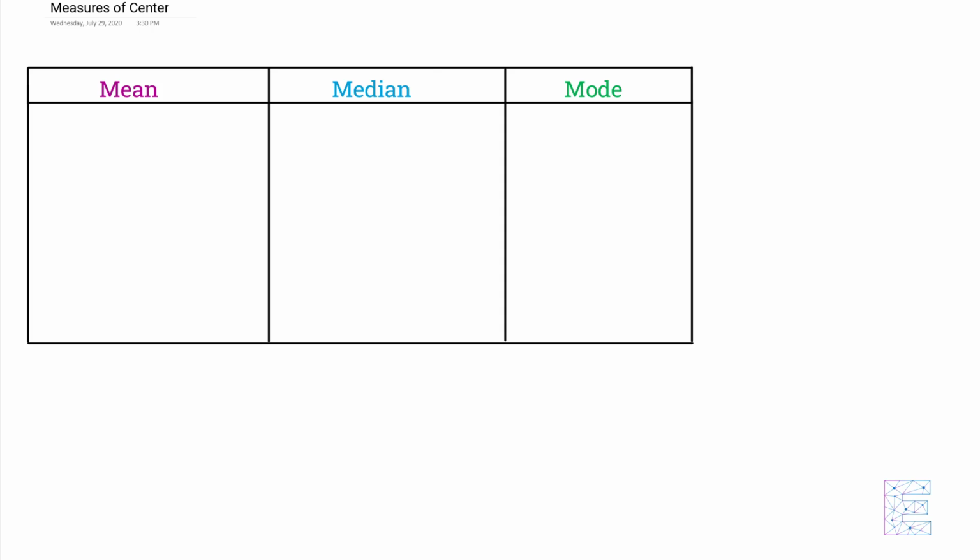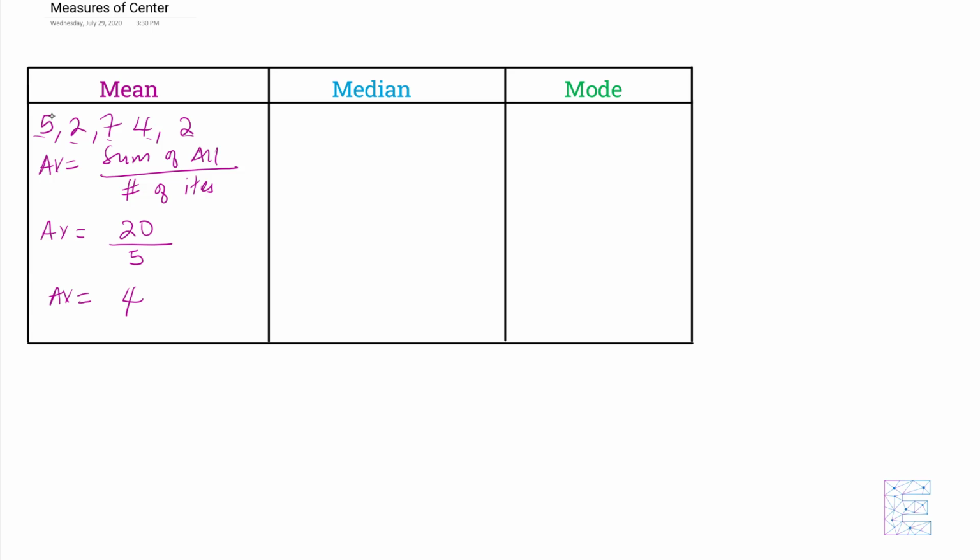So let's say we have numbers like 5, 2, 7, 4, and 2. To find the mean of anything or the average is very simple. You basically add all the numbers, so sum of all numbers, and you divide that by the number of items that you have. So for this example, we would add 5 plus 2 plus 7 plus 4 plus 2, and we would end up with 20, divided by how many numbers do we have? 1, 2, 3, 4, 5. So the average of this data set is simply 4. It's really simple as that.